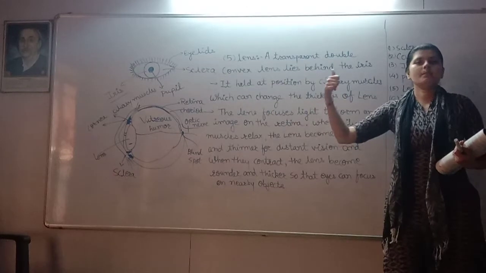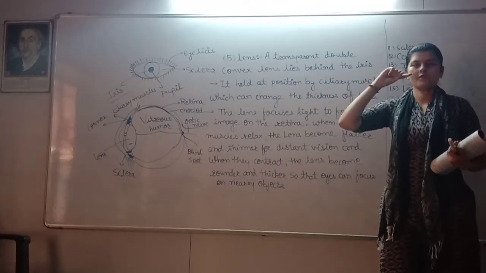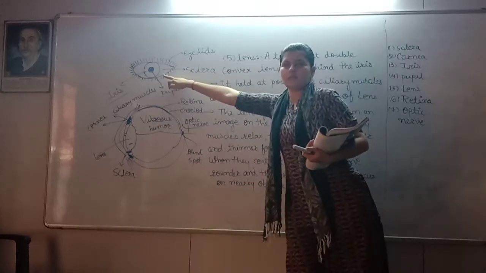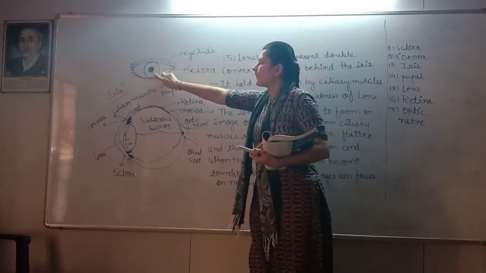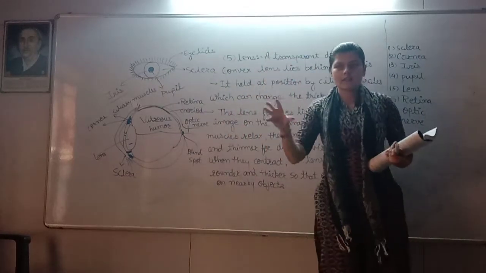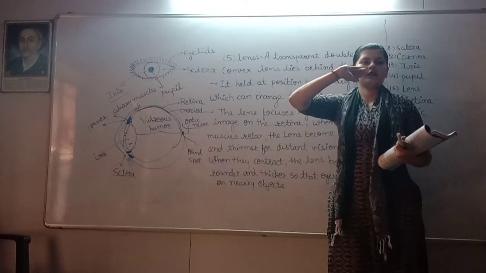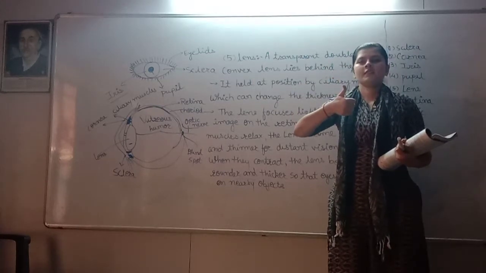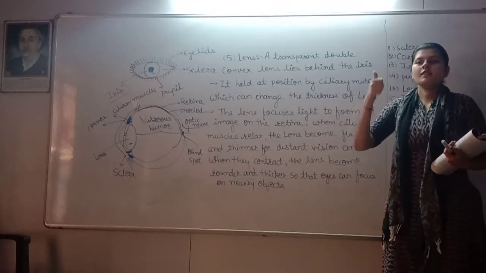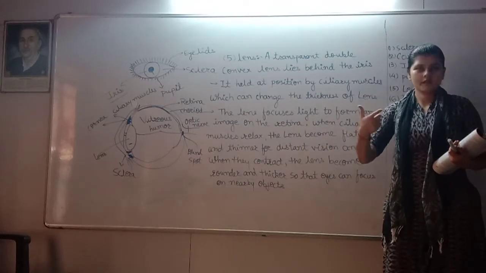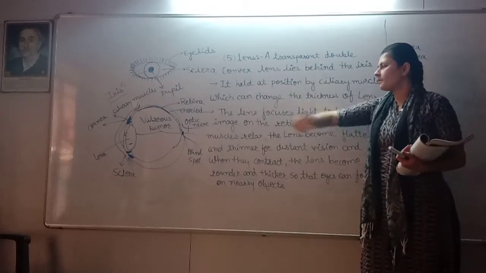First of all, where is the place of this lens? So lens is behind the iris. You can see the iris over here, right? This is the iris here. So the colored part in your eyes is the iris, and the lens is lying behind the iris, right? Next thing, who is controlling the lens? So the ciliary muscles are controlling this lens, right?